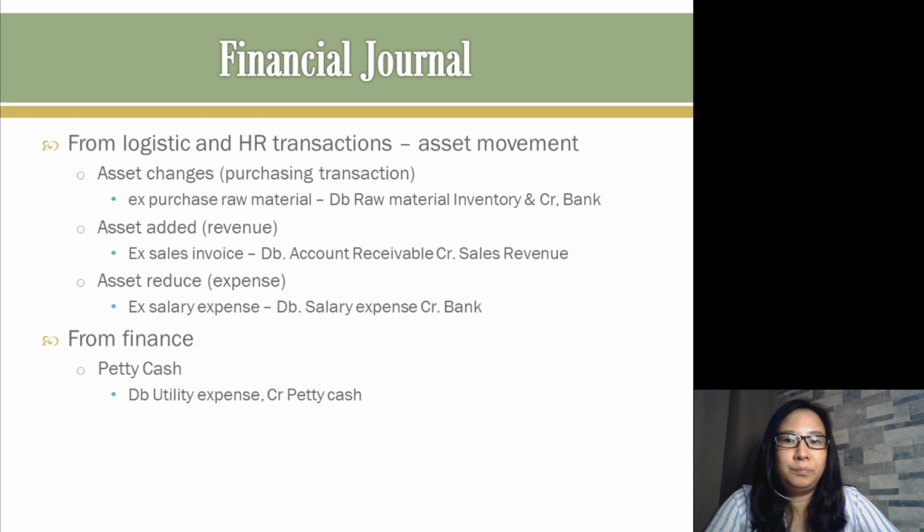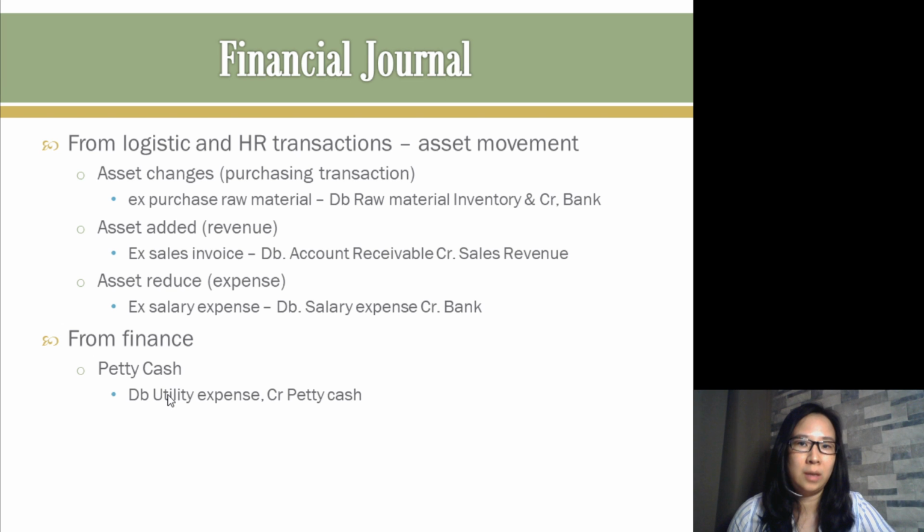It's like when you want to pay small amounts, let's say you pay for parking, you buy mineral water, you buy paper, maybe only one box, so you don't need to use the bank account, so you use the petty cash. That's why the petty cash will be used to record when you have an expense, which will be in the debit, and the credit will be the petty cash itself, because your cash is reducing.